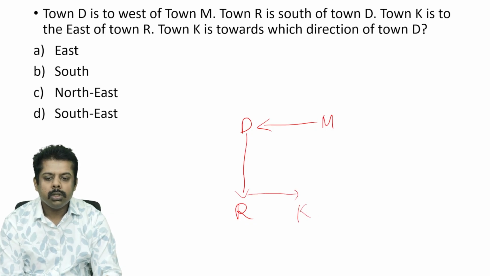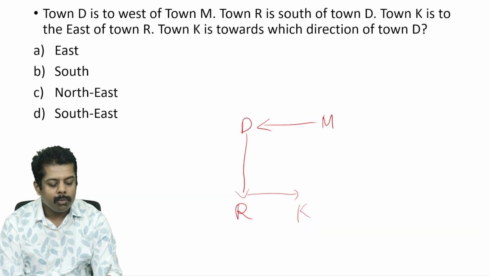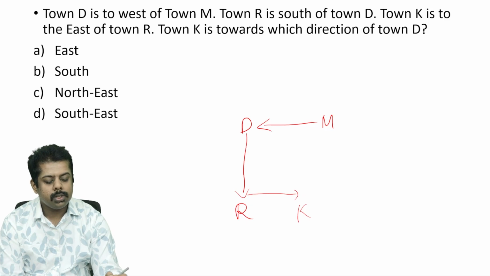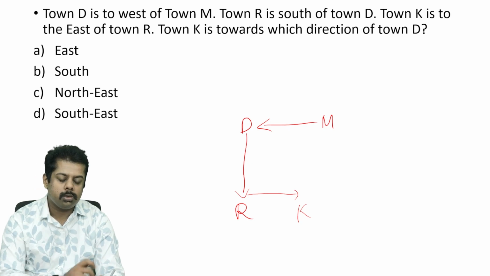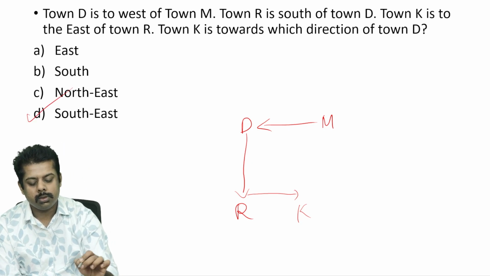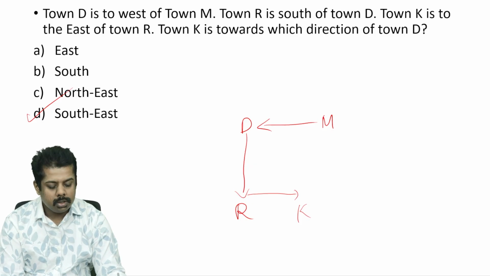Now what is the question? Town K is towards which direction of D? With respect to D, where is town K? So K is below and to the right. So it has to be southeast. So the answer is option D. Southeast will be the final answer. Hope you are getting it.